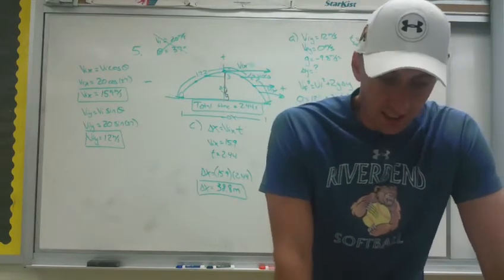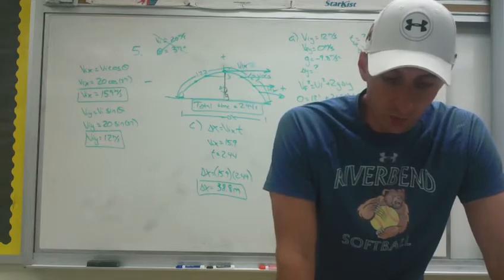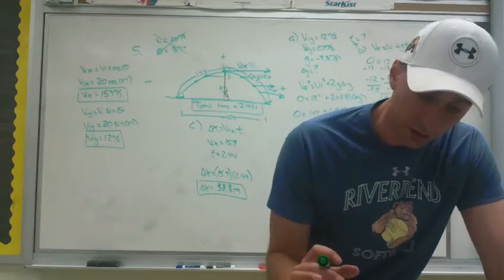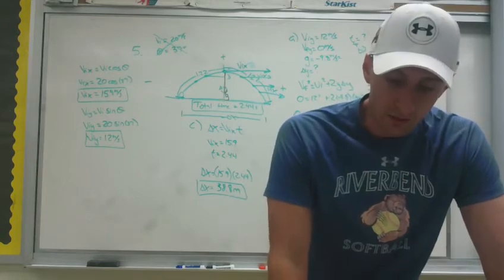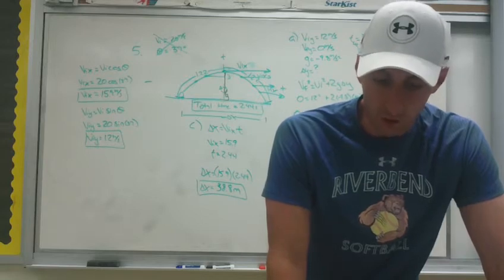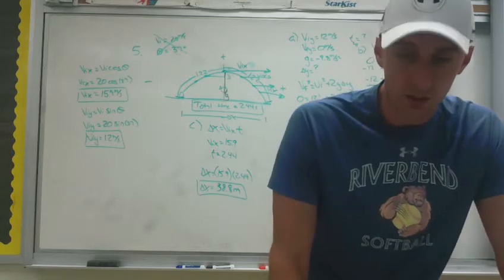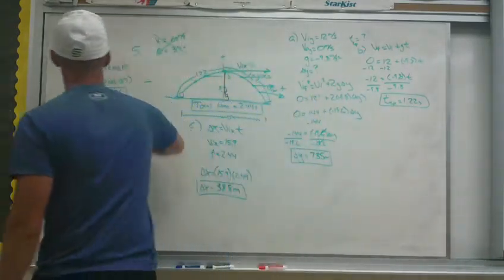Number 6, it's supposed to say diver. A diver running 1.8 meters per second dives out horizontally from the edge of a vertical cliff and 3 seconds later reaches the water below. How high and how far from the base did the diver hit the water? Okay, so let's draw this again. This is number 6.